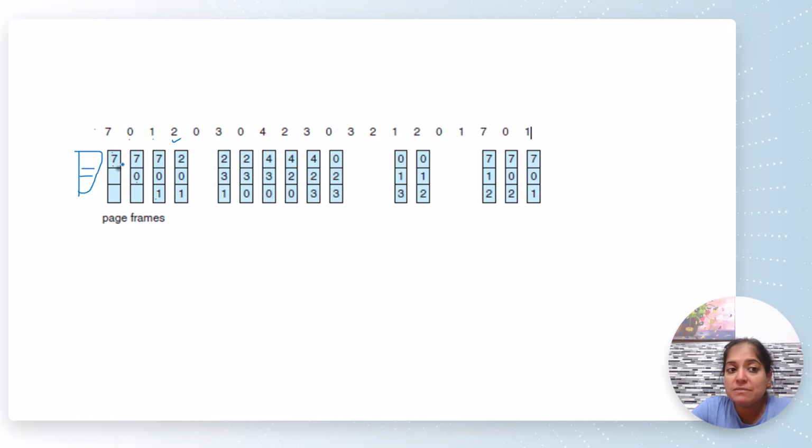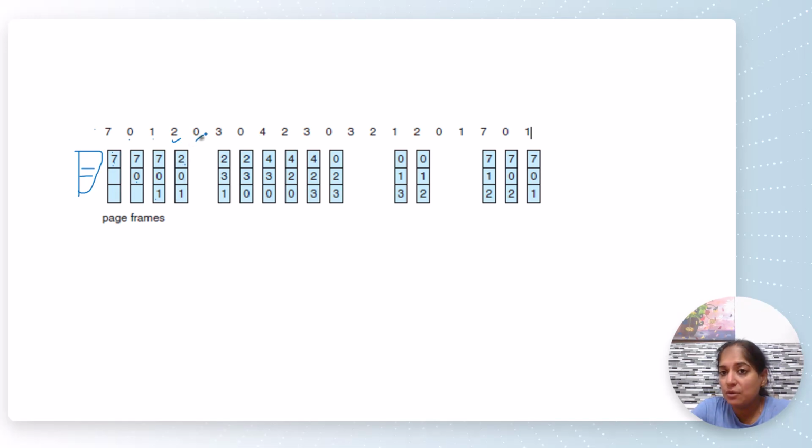That means the page which entered first will be removed first. So the page entered first is 7, so 7 will be chosen for the swapping. Instead of 7 there will be 2. My reference string, so my frames become 201.